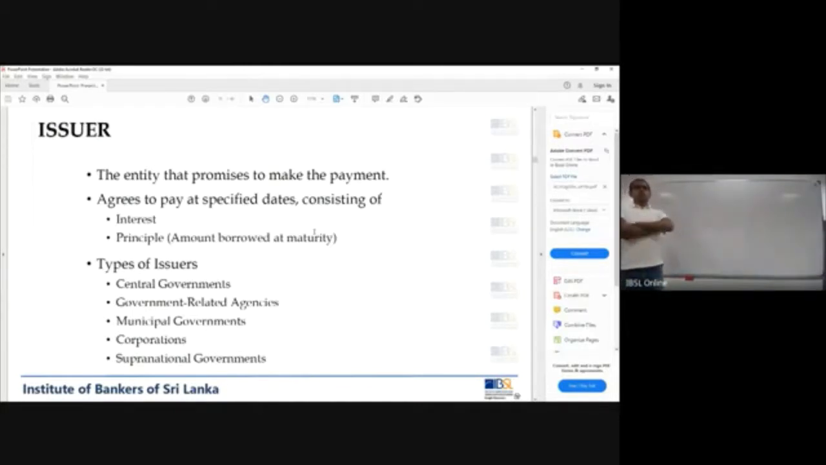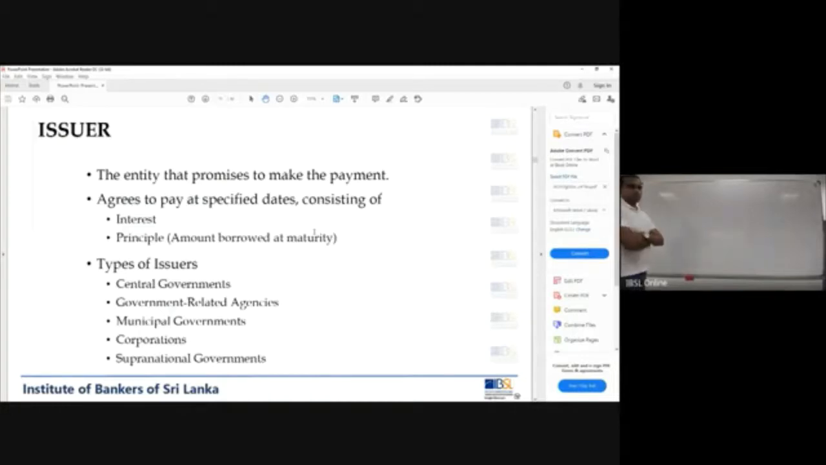The issuer is the entity that promises to make the payment. In other words, it is the borrower. They will agree to pay at specified dates, consisting of interest, coupon interest, and principal, the amount borrowed, at maturity. So the borrower will agree to pay the interest amount periodically as well as the principal when it matures.